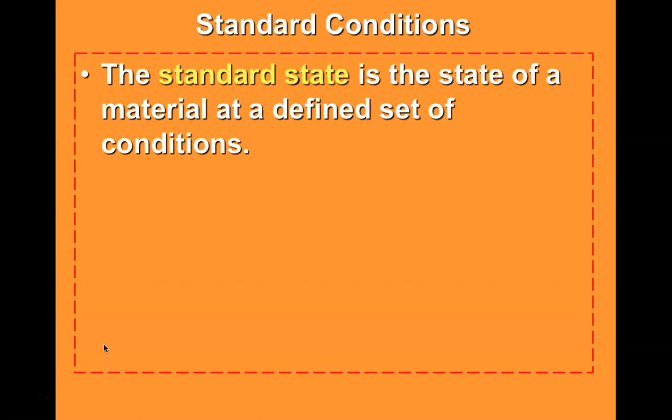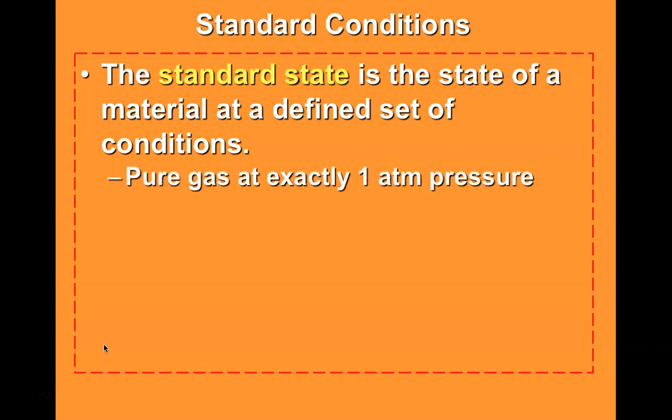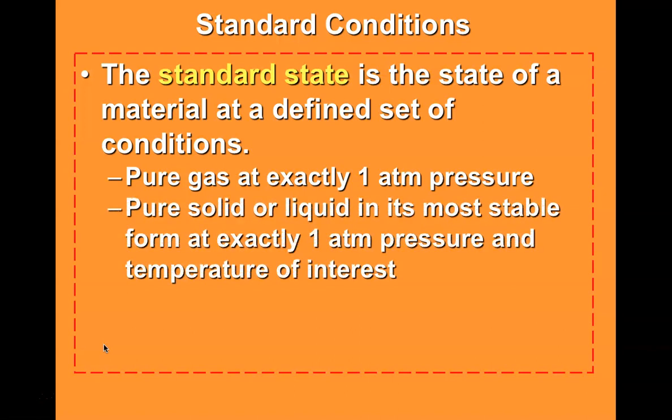All right, standard conditions. Biggest thing with thermodynamics, thermochemistry, is there are set conditions that must be met in order for you to be considered standard conditions. So the standard state is a state of which material is defined by these set of conditions. Gases are exactly at 1 atmosphere of pressure. Pure solids and liquids in their most stable form, usually at 1 atmosphere of pressure and a certain temperature, which is usually 25 degrees Celsius. So our standard temperature is 25.